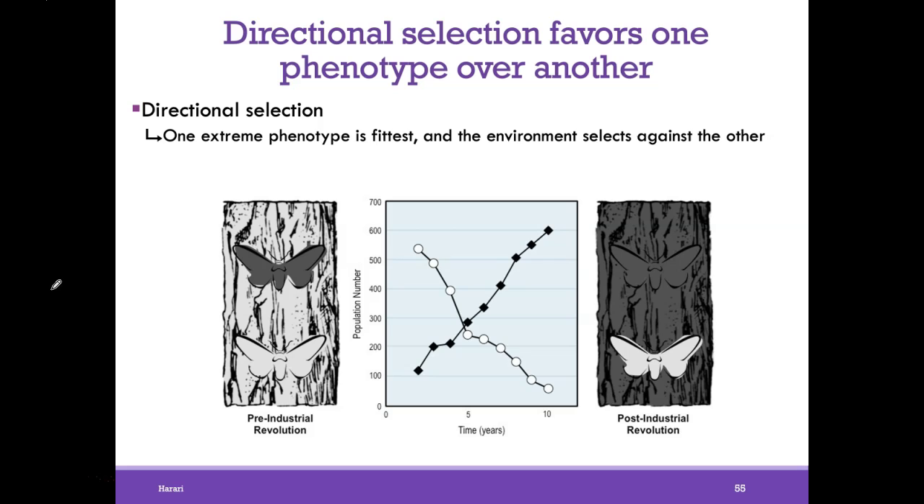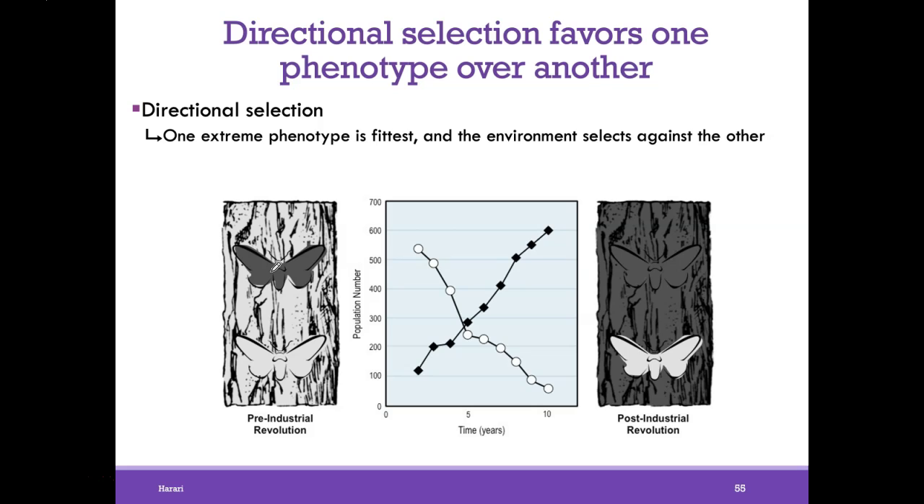The first is called directional selection, and that's where one extreme phenotype is favored over another. So one extreme phenotype is fittest, and the environment selects against the other. A good example of this is the peppered moth. Before the Industrial Revolution, trees generally had light bark. So the lighter moths were favored in phenotype because they would be less likely to be eaten, since they would camouflage with the light-barked tree. And the environment selected against dark moths.